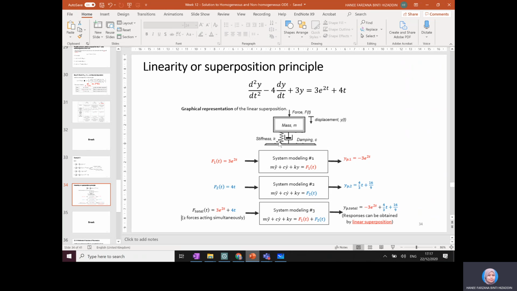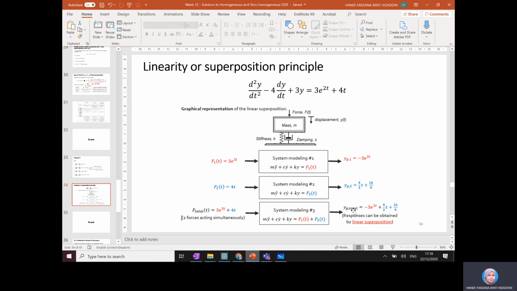So just imagine you have a system where you put a force onto the mass, and the mass is on a spring. This spring has a stiffness coefficient K and a damping coefficient C, and the displacement y is a function of time t, so dy/dt is a function of t as well. Imagine you have two forces acting simultaneously on the system. You can model the system using two different equations, but both equations are a solution to this ODE.